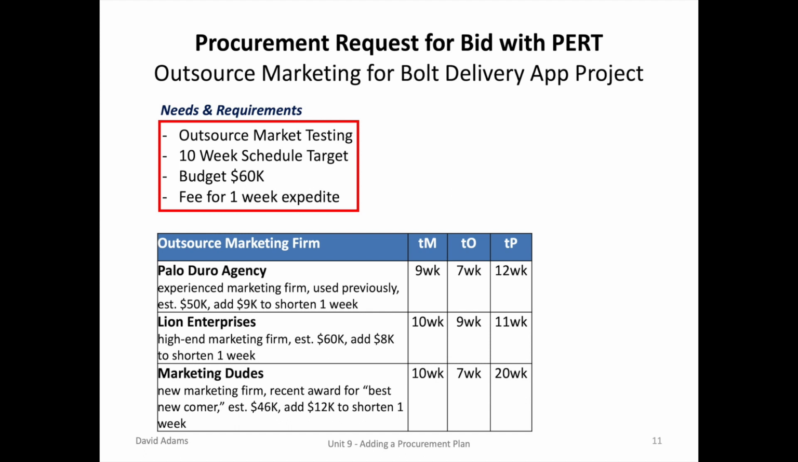So each of our suppliers came back with the 3 time estimates for most likely, optimistic, and pessimistic, and gave us their quote for what it would cost for both the regular schedule as well as the schedule expedited by 1 week. If you did a first glance and just looked at the most likely by itself, the clear winner would be the Marketing Dues. They can do it within the 10 weeks, and they can do it cheapest, for $46,000. But is that really the case?